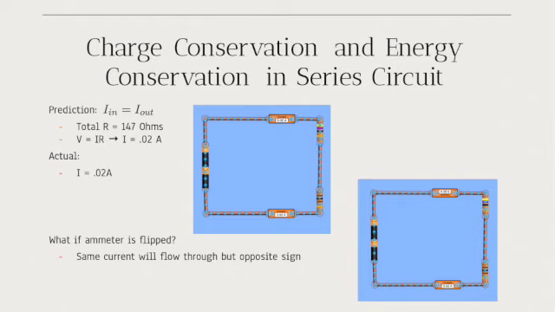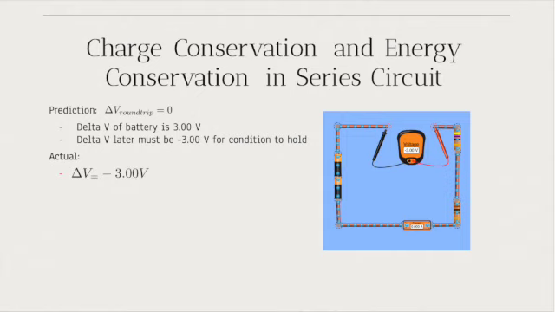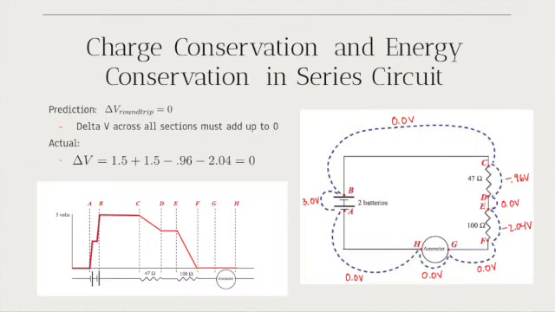read on the ammeter. For the second part of this experiment, we're going to split up the circuit and watch the change of potential, which we would expect to be -3 volts across this broken circuit because the change in voltage through the battery is going to be 1.5 plus 1.5 volts. And we know that the delta V round trip is equal to 0.